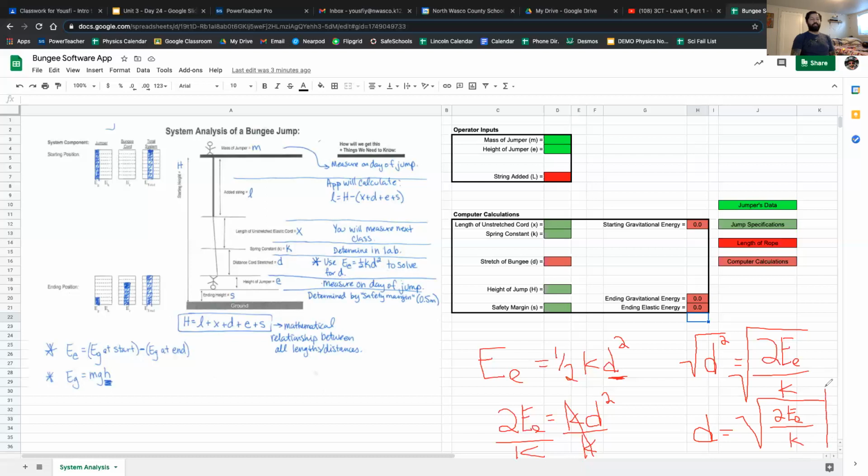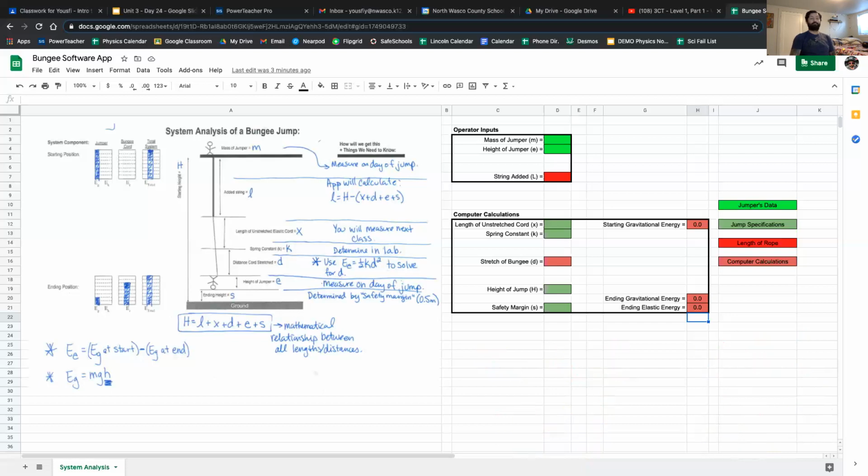And so this is what we need to code into our stretch of the bungee. And so now I'm going to show you how to do that. To code a square root, you're going to set this equal to, and then you're going to type this out, SQRT. SQRT is short for square root. And then you need to have an open parentheses after that.